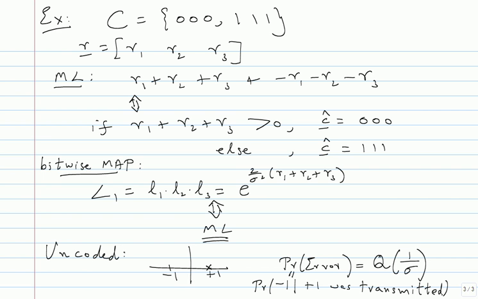What's the probability of that? Same thing you can do here. All I have to do is evaluate the conditional probability for R1 plus R2 plus R3 given that 0, 0, 0 was transmitted, and find the probability that the random variable will be less than 0. So let's try to do that. Suppose I define D to be equal to R1 plus R2 plus R3, given that C equals 0, 0, 0. Suppose I define this to be my random variable, the decision random variable D, if you will. What will be the PDF of D?